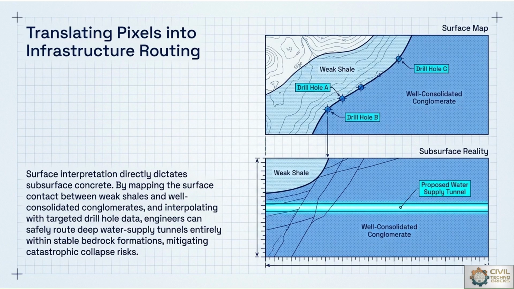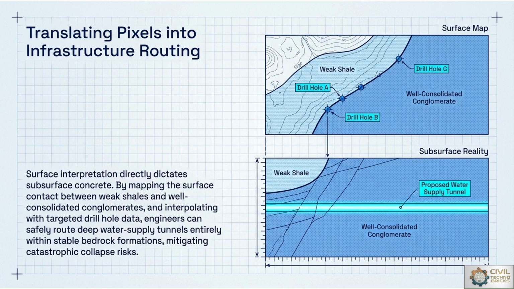Translating pixels into infrastructure routing. Here, the surface interpretation directly detects subsurface conditions. By mapping the surface contact between weak shales and well consolidated conglomerates, and interpolating with targeted drill hole data, engineers can safely route deep water supply tunnels entirely within stable bedrock formations, mitigating catastrophic collapse risk.